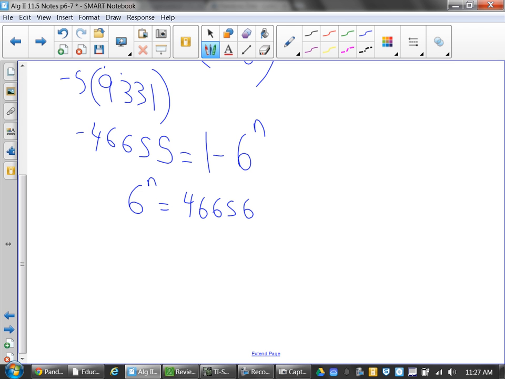I'm going to show you an example of what happens here with the negatives in a second. I think it was one of them on the homework last night. What base do I have to take a log now? 6. Log base 6 of both sides will allow us for the exponent to drop.